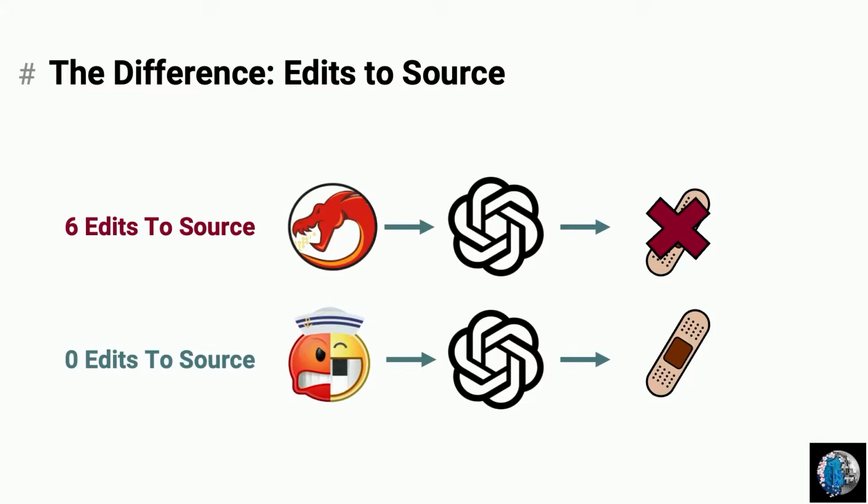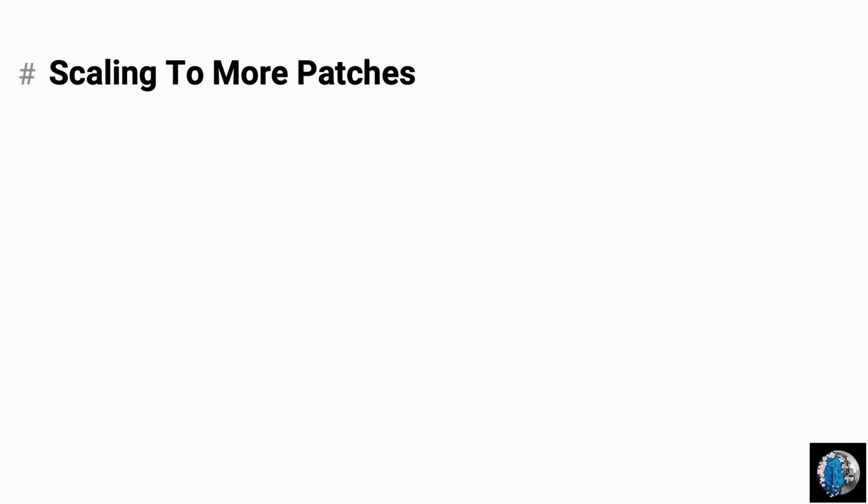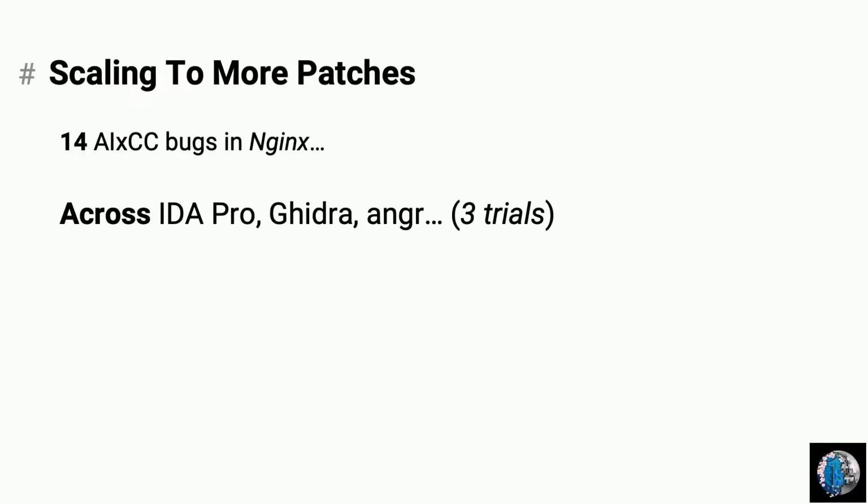But does it scale to more than just this example? Well, here's a few more of these patches in Nginx. So we take Nginx, all 14 AIxCC bugs. We take more decompilers. We bring IDA Pro into the mix because it is, of course, the industry standard. Ghidra and angr. No Binary Ninja, keep yourself quiet. And 3 trials. We do 3 trials on each one so that we have a little bit more, sciencey stuff.